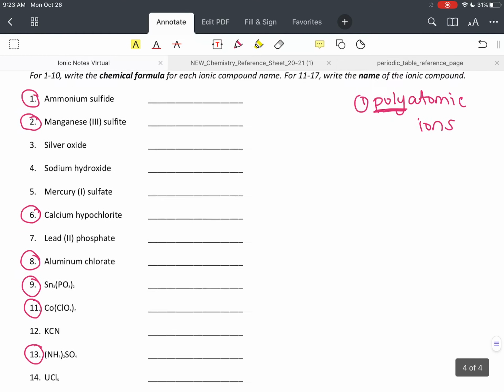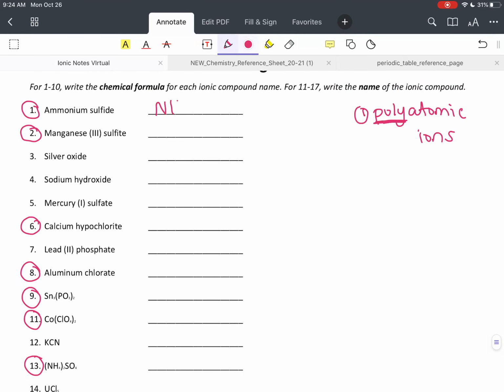NH4 and then 1 plus is my charge. And then sulfide, I know since it ends in "ide," it's off the periodic table, and that is just sulfur, which has a 2 minus charge. So when I write my formula, I'm going to crisscross my charges. So I end up with NH4.